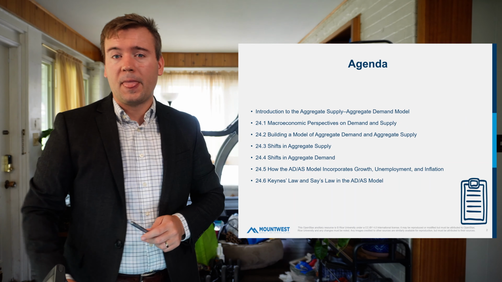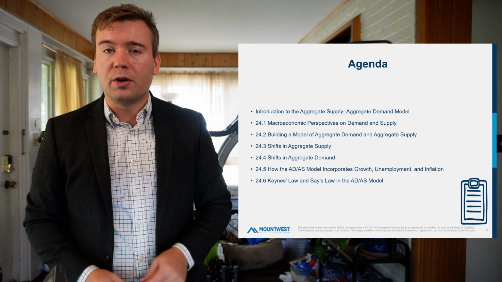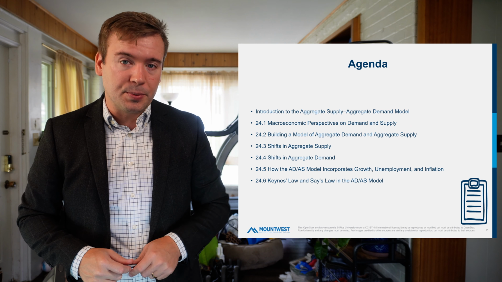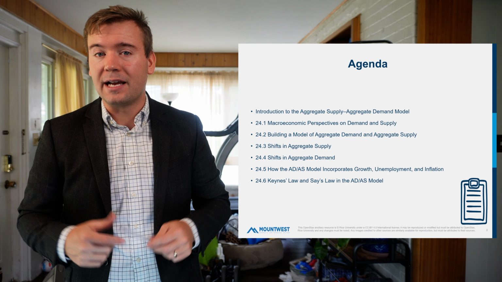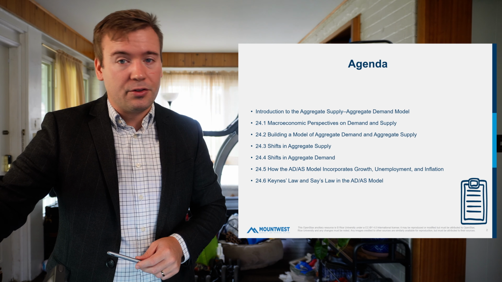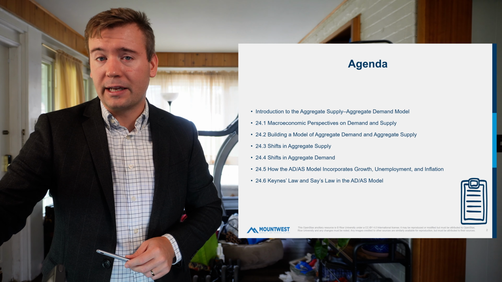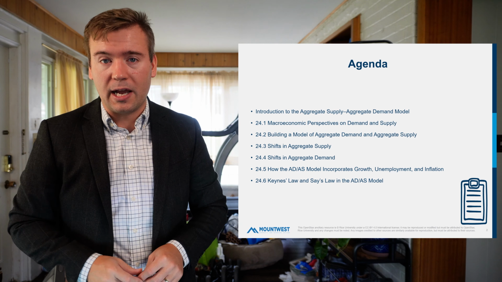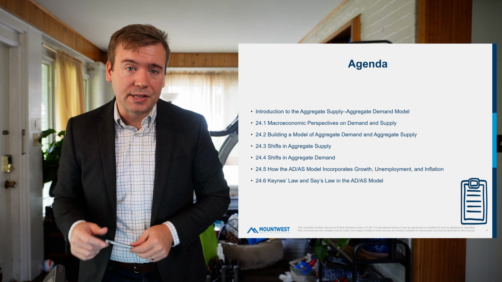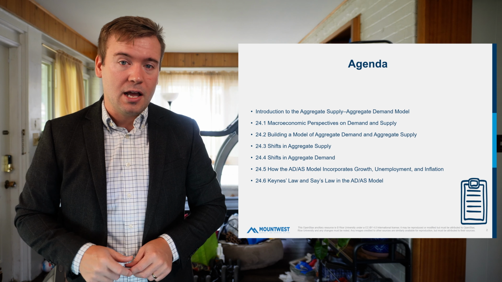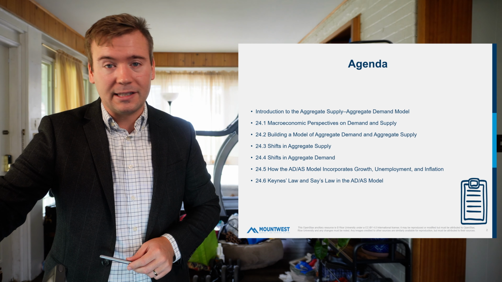Okay. So our agenda here, we're going to start by examining different macroeconomic perspectives on demand and supply. Then we'll understand why economists have historically emphasized one over the other. We also need to build the core aggregate supply and aggregate demand model itself, defining some of its components and how they interact. Then we'll explore the various factors that can cause shifts in aggregate supply and aggregate demand, leading to changes in the economy's equilibrium.